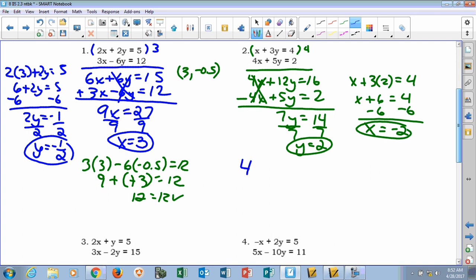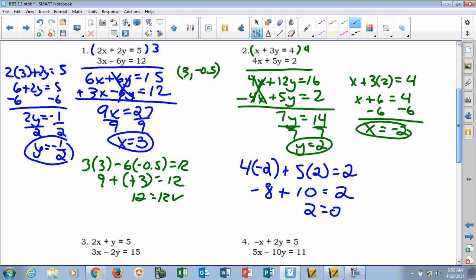So 4 times negative 2 plus 5 times 2 equals 2. What's 4 times negative 2? Negative 8. 5 times 2 is 10. And negative 8 plus 10 is 2. So it does check. Our solution to that system is negative 2, because that's the x, and 2 is the y.